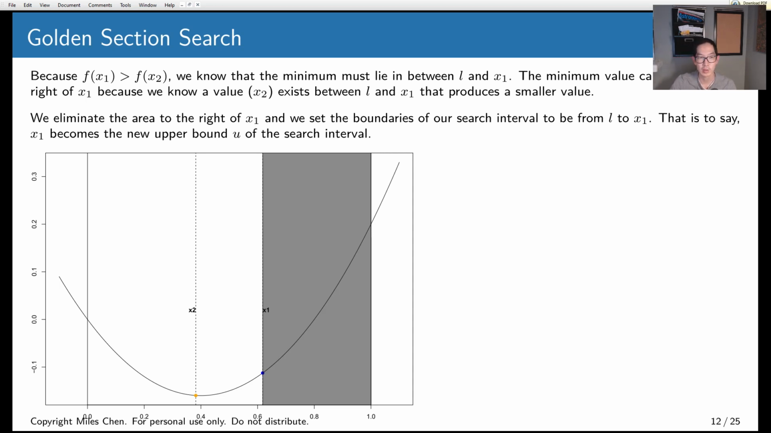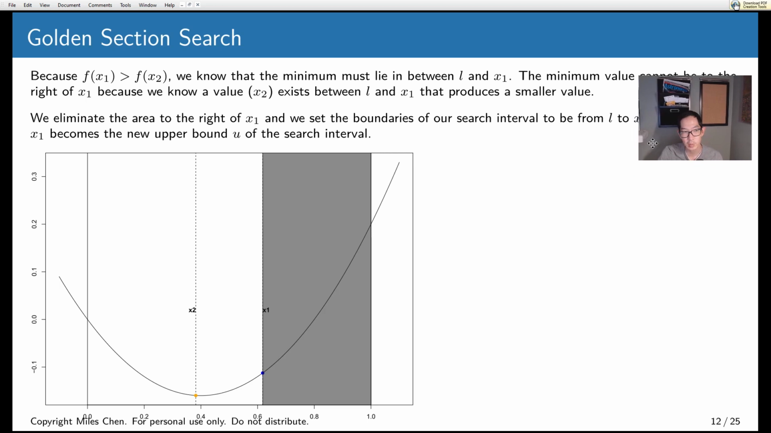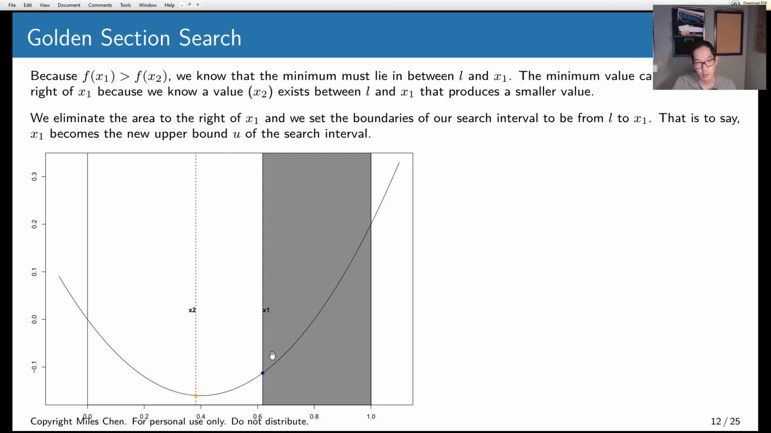Okay, so because f of x1 is greater than f of x2, we know that the minimum must lie between L and x1. Okay, the minimum value can't be to the right of x1 because we know a value x2 exists between L and x1 that produces a smaller value. So we eliminate the value to the right, and now I'm going to search for my minimum between 0 and x1, 0 and 0.618.